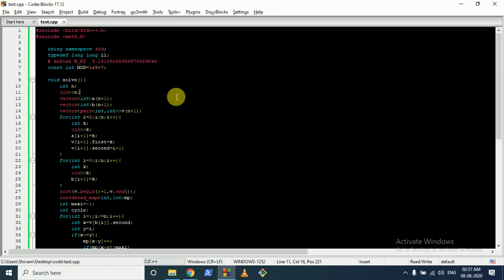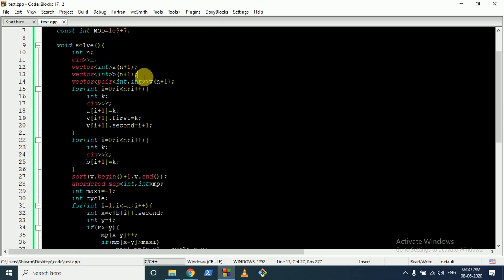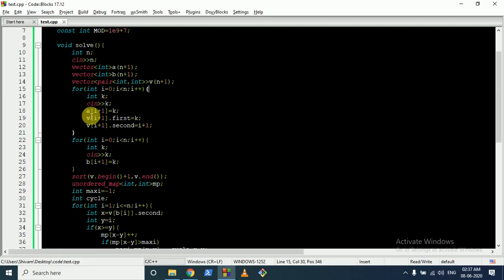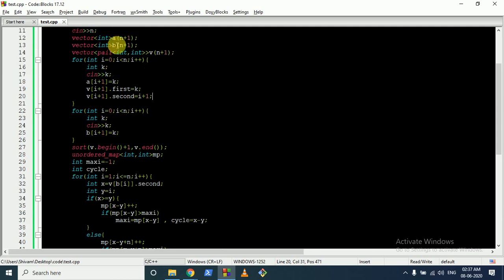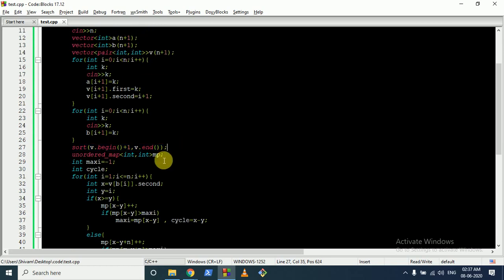Let's move on to the coding part now. So this is a solve function in which we have taken n, a and b, and this is a vector of pairs. I'll tell you, because you have to sort this. So we will take the input for a from 0 till n, inputting from index 1, and then we will also input this value in v, where the first value denotes the value in a and the second value denotes the index, and we will store the b values in another vector. Then we will sort v, which denotes the value in a, and make an unordered map.